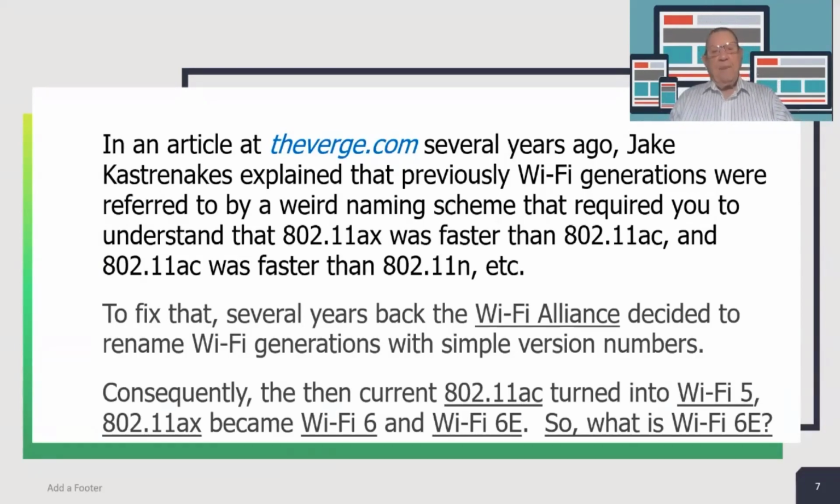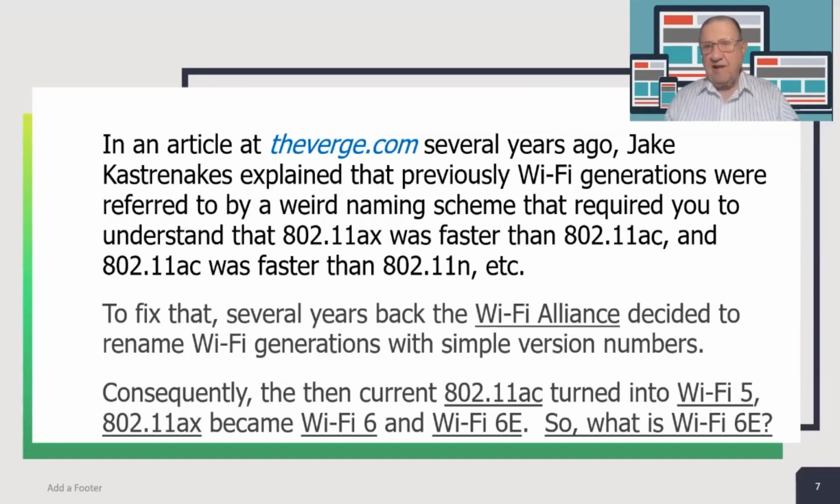To fix that, several years ago, the Wi-Fi Alliance, golly, we're hearing about them again. Maybe that's a tech talk in the future. Anyway, several years back, the Wi-Fi Alliance decided to rename Wi-Fi generations with simple version numbers. Consequently, the then current 802.11ac turned into Wi-Fi 5, and 802.11ax became Wi-Fi 6 and Wi-Fi 6E.